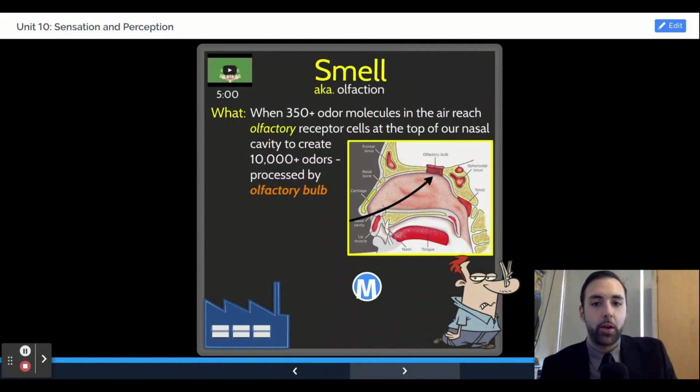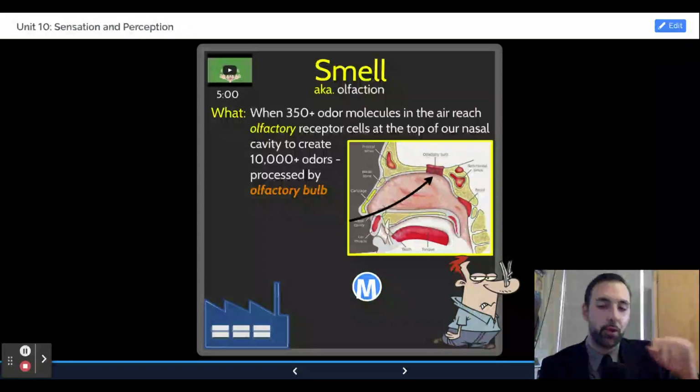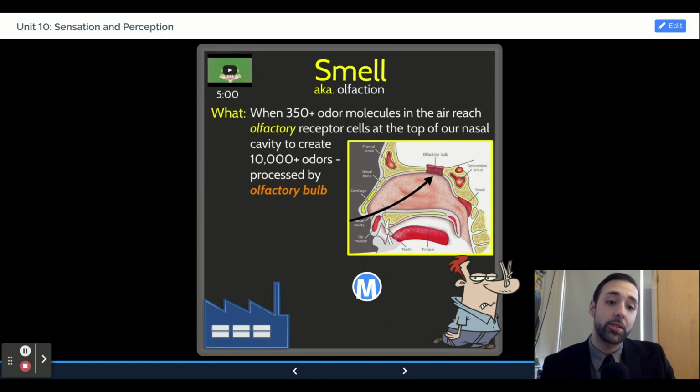Smell begins when over 350 different odor molecules that exist in our environment eventually reach the olfactory receptor cells at the top of our nasal cavity. So if you look here at the diagram, you see the nasal cavity, and a region labeled the olfactory bulb. We talked about this back in Unit 8, about a region of the brain called the thalamus, and I said it was responsible for beginning the processing of all of our senses except smell. We now have a region of our body responsible for the processing of smell.